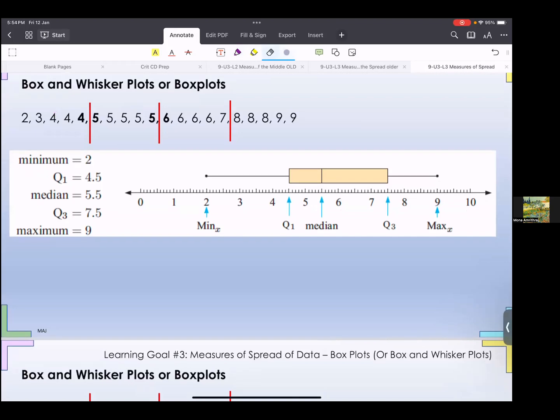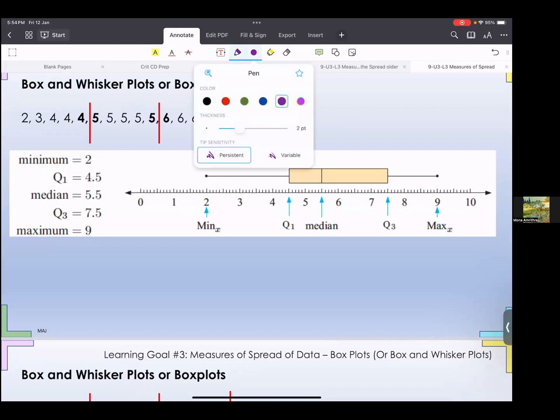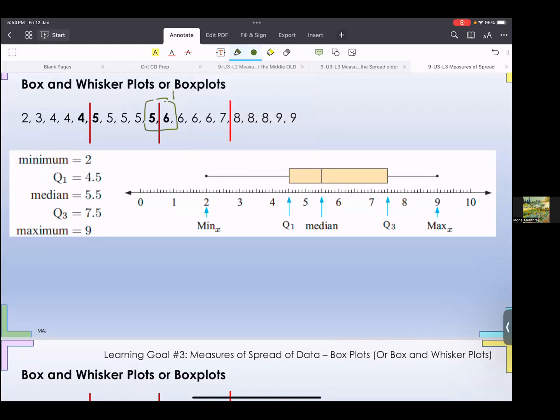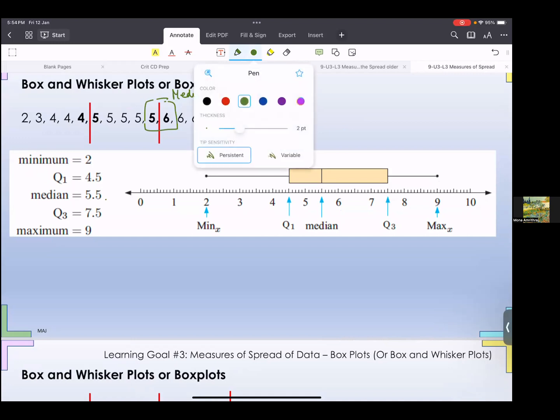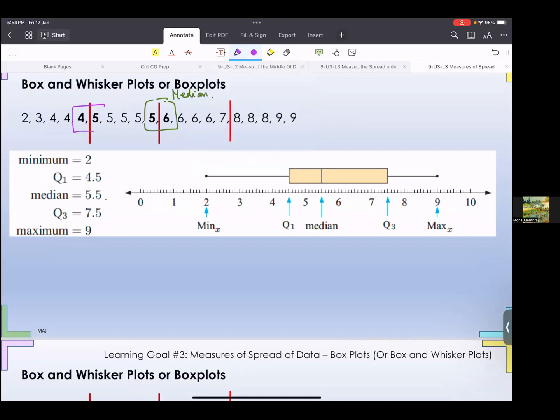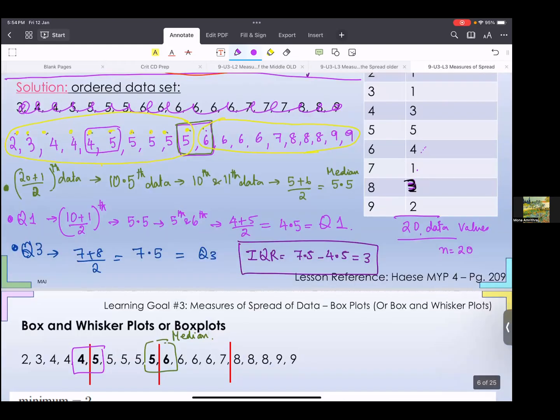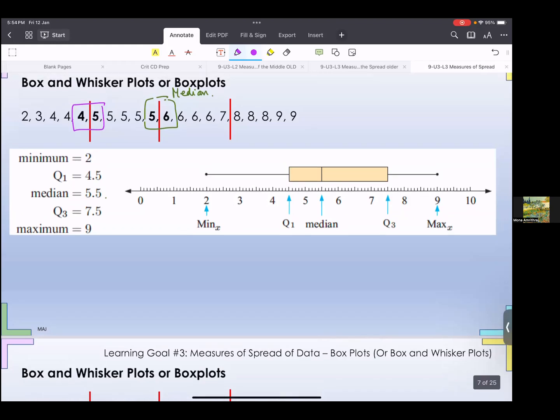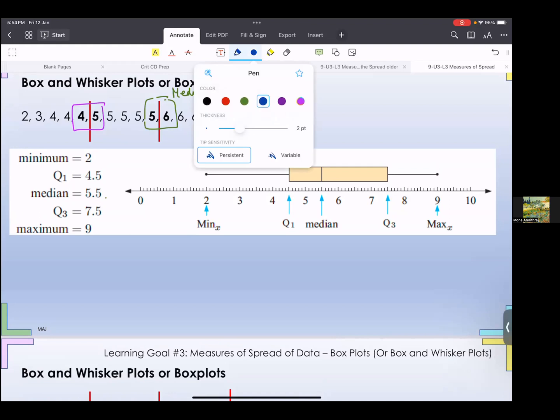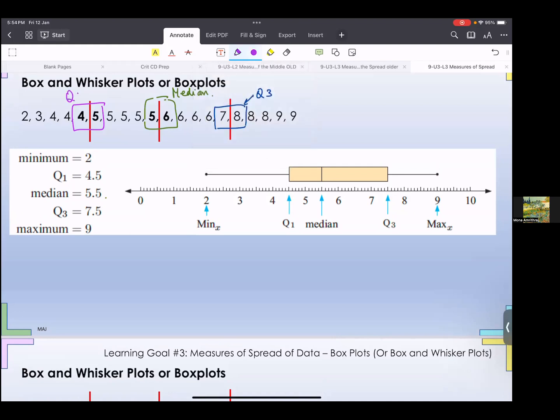So for the median, I think that these are the two values we chose. Okay, so that's the median value. The median was 5.5. And then the first quartile was between 4 and 5. Was that correct? Yeah, between 4 and 5. So that was 4.5. And then the third quartile was between 7 and 8. Okay, so that is for Q3. This is for Q1. And this is the median.